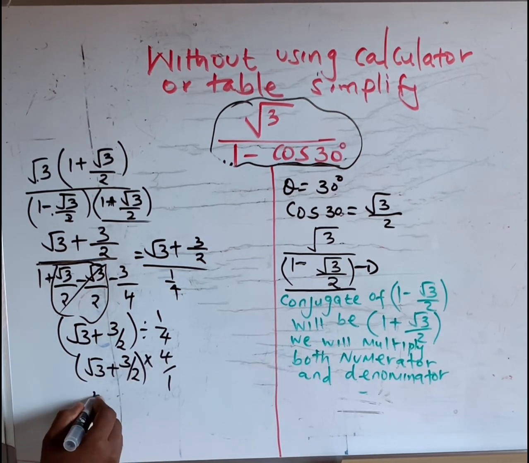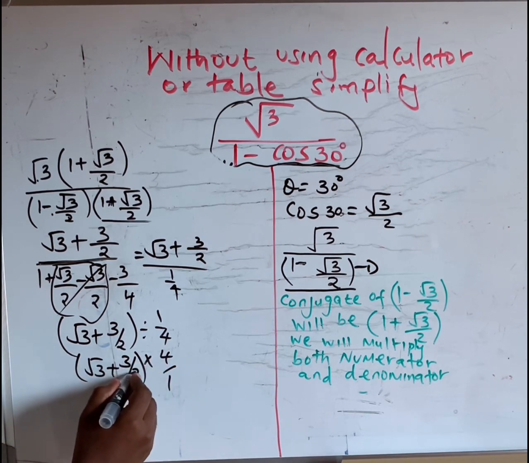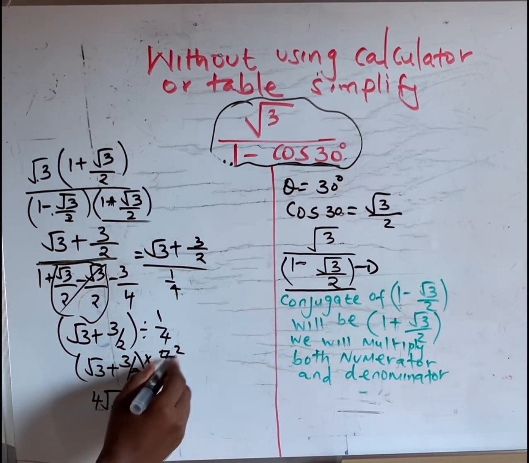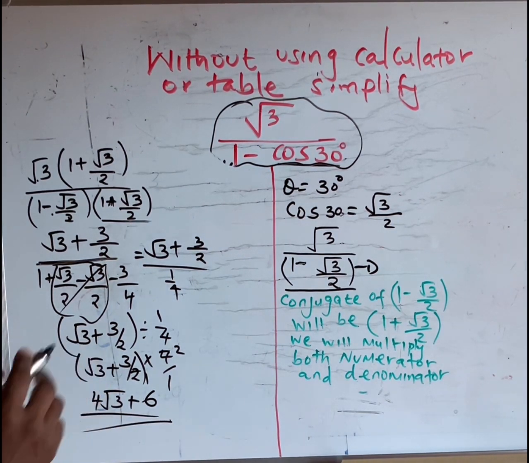Expanding the bracket, we shall have 4 square root of 3 plus 4 multiplied by this, which is the same as 3 over 2, which is what? 6. And that should be the final answer. By doing so, we have simplified the expression without using a calculator.